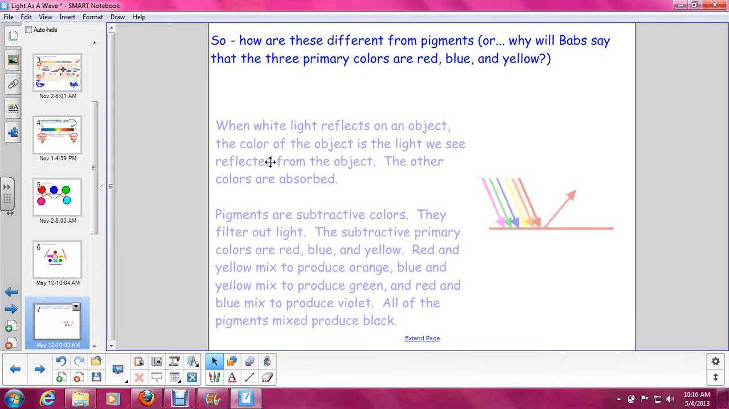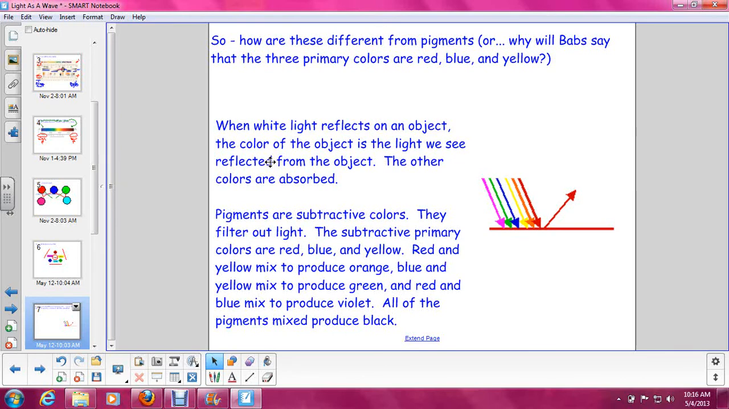And that's because pigments are what we call subtractive. So when light reflects on an object, the color of the object is the light that we see reflected. So if I'm wearing a red shirt and I walk into a room and the lights are putting off white light, that white light is a mixture of all of the colors of the rainbow. And my red shirt is going to absorb all of those colors except red. So my red shirt will absorb the violet, green, blue, yellow, and orange from that white light. And it will reflect red. So this is the only color that comes off the shirt and to our eyes. And that's why it looks red.